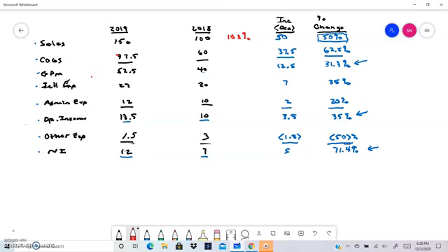So for instance, in 2018, cost of goods sold would be 60 divided by 100, or 60%. Gross profit margin, that would be 40 divided by 100, or 40%. And so on and so forth. So I'll just fill out the rest of this. These were easy because they were all out of 100.